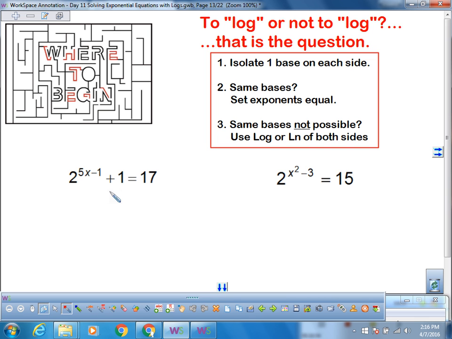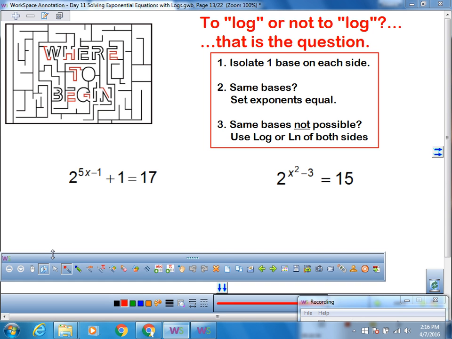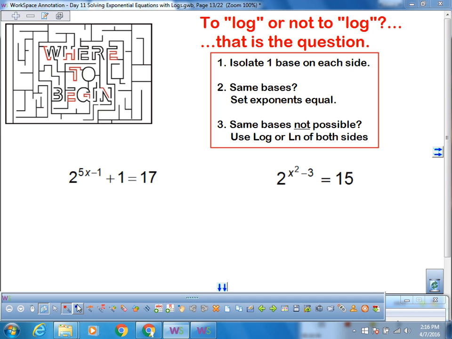Okay. There's a thing in the thing. We can't do something to both sides, because logarithms and exponents work through multiplication. We can't do all this until we get that plus 1 out of there. So let's get the plus 1 out of there by subtracting 1 from both sides. So really, now we have 2 to the 5x minus 1 equals 16.